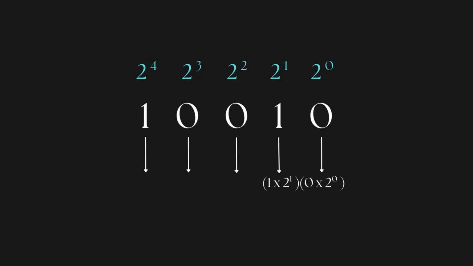Let's take another example, say 10010. Do the same thing again, expand it using powers of 2 and then add them up to obtain the decimal representation.